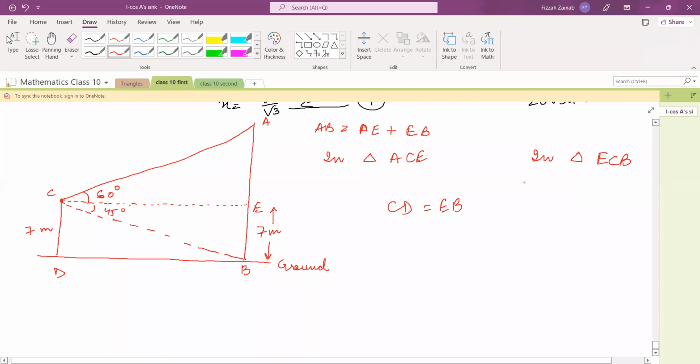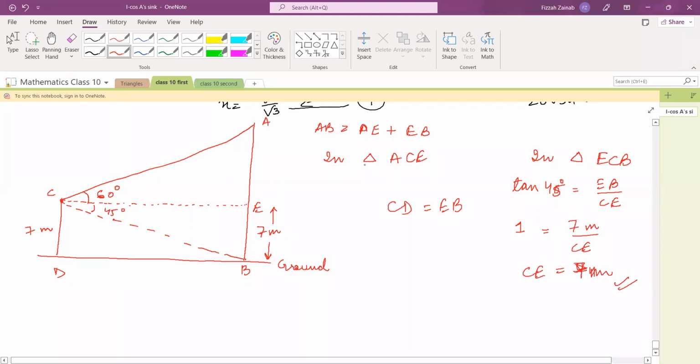So if I start with tan 45, that means perpendicular upon base, correct? So EB upon base is CE. Any problem here? No, ma'am. Now tan 45 is how much? It's 1. Please remember all the tan values because almost in every question tan is required. So tan 45 is 1. EB I know, 7 meters. CE I don't know, right? Now cross multiply. So CE is equal to 7 meters. So I have got CE from here. Understood? Okay, so the base I have got.